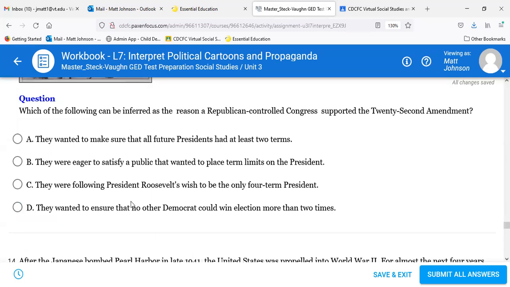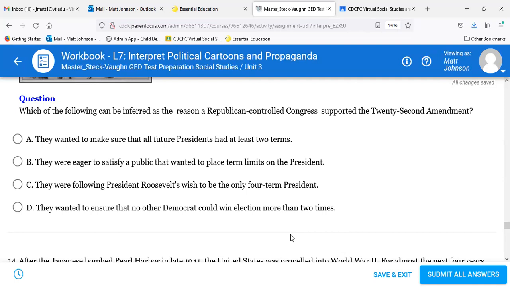Question. Which of the following can be inferred as the reason a Republican-controlled Congress supported the 22nd Amendment? A, they wanted to make sure that all future presidents had a last 2 terms. B, they were eager to satisfy a public that wanted to place term limits on the president. C, they were following President Roosevelt's wish to be the only 4-term president. D, they wanted to ensure that no other Democrat could win election more than 2 times.